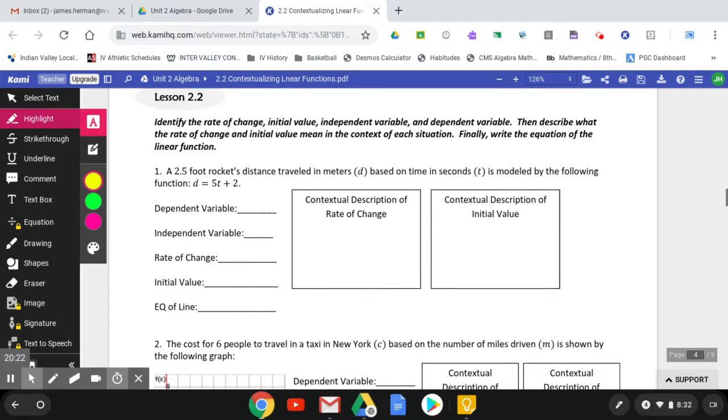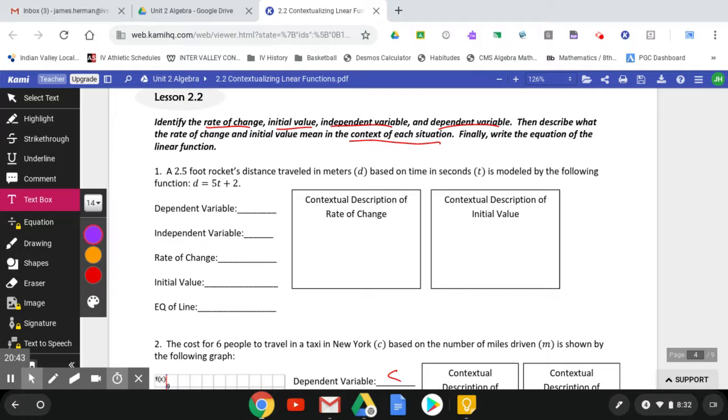So, identify all of those parts. A 2.5 foot rocket's distance traveled in meters based on time in seconds is modeled by the following function. One thing that's really beautiful here is that they already give you an equation. Doesn't that make it really, really easy to do?